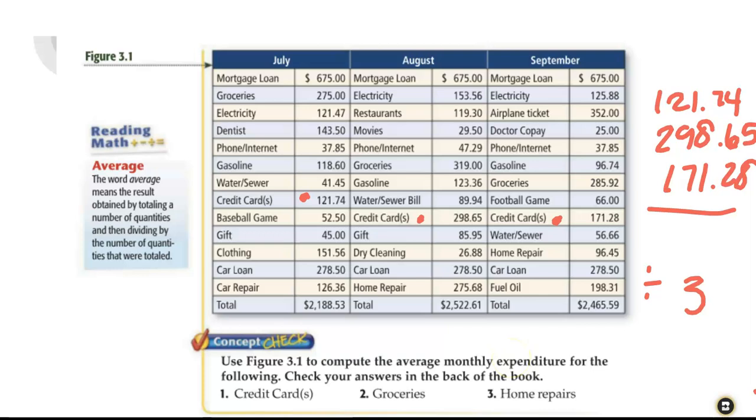Okay, so once you've taken the notes, then you can go on to the practice and then the mastery check.